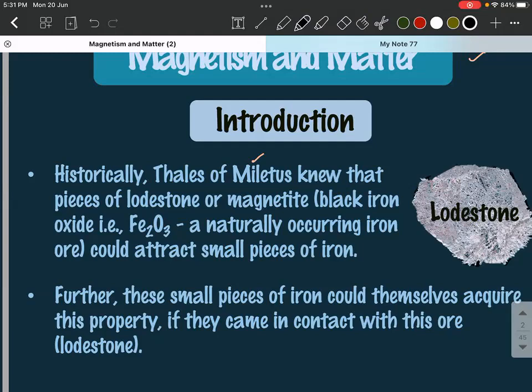But still, the important point is that magnetism can be induced even in a non-magnetic substance. That is what they are trying to say. Even if a material is not magnetic, you can still induce it from a permanent magnet.